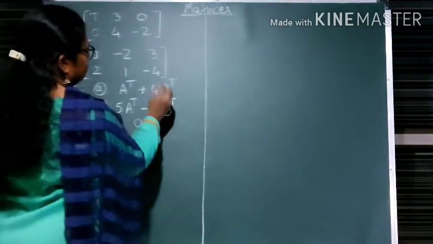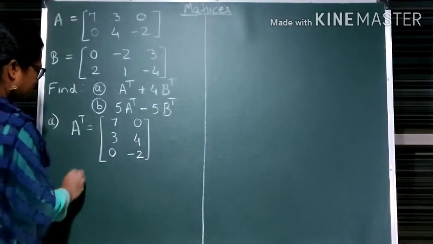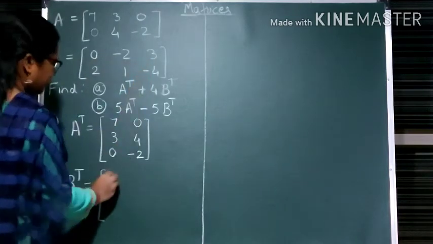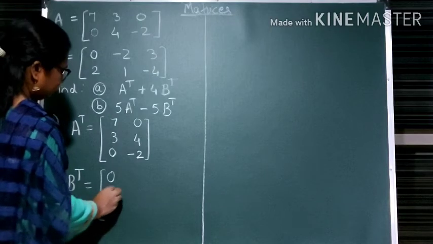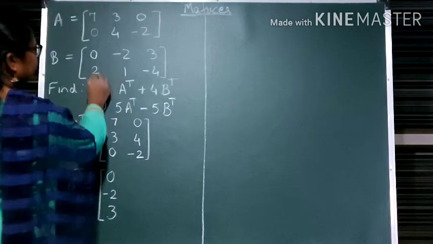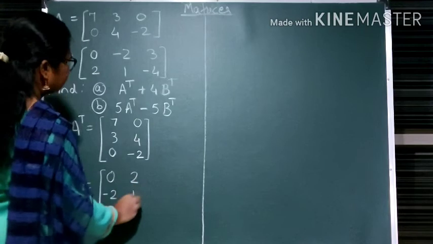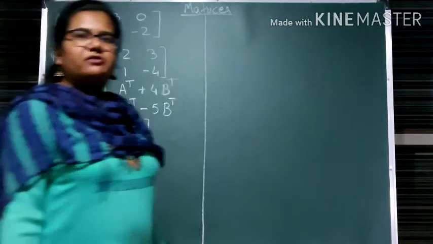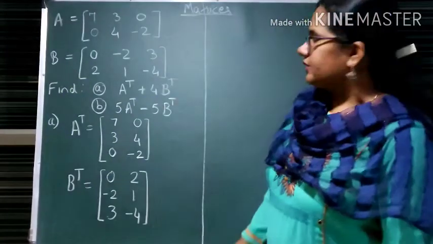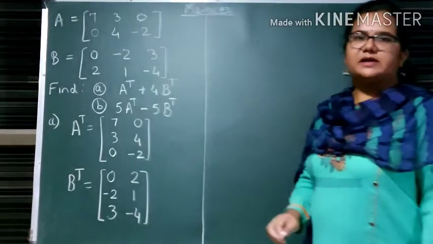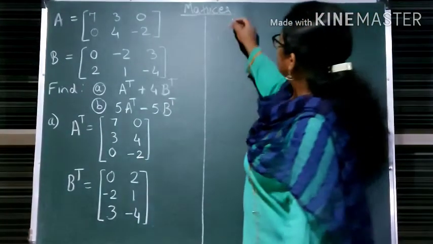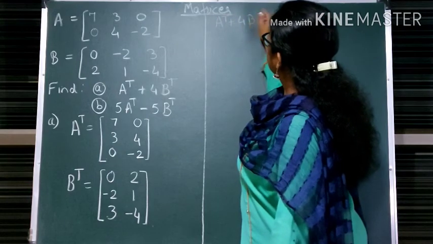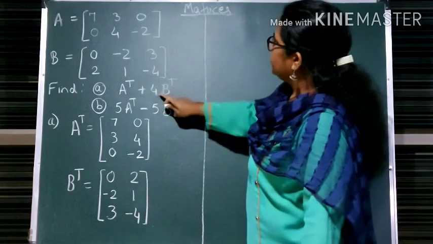Then you require B transpose. So we will find out B transpose. B transpose is: the first row will become the first column, 0, minus 2, 3, and the second row will become the second column, that is 2, 1, minus 4. Okay, so we have found out A transpose and B transpose. It will be useful for us to find both the values. So let us find the first value, that is A transpose plus 4 into B transpose. First we will find out 4 into B transpose.